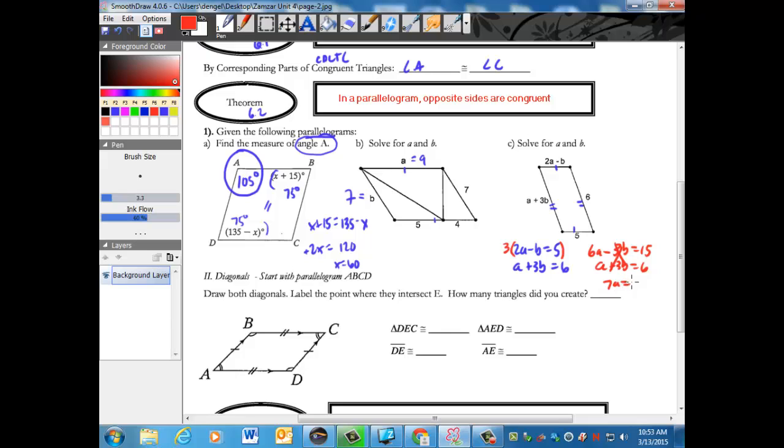We get 7A equals 21. A is equal to 3. And we plug 3 back in. 3 plus 3B is equal to 6. 3B is equal to 3. B is equal to 1. So we have A is 3 and B is 1.